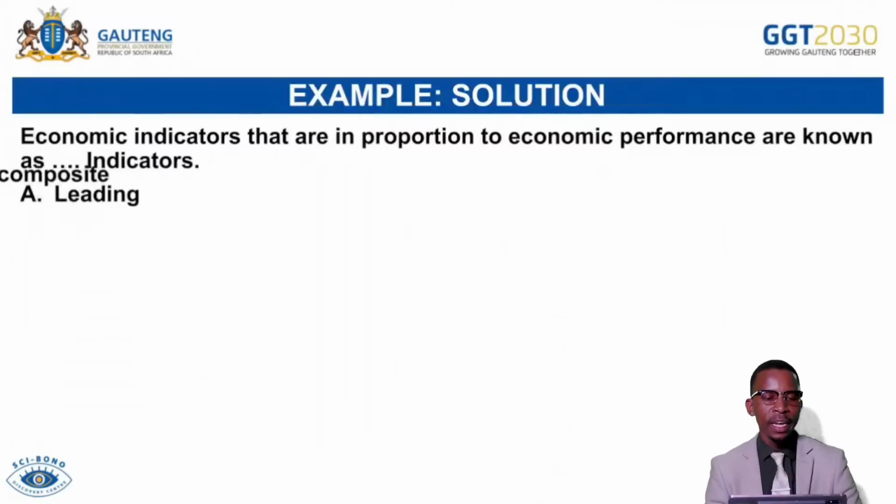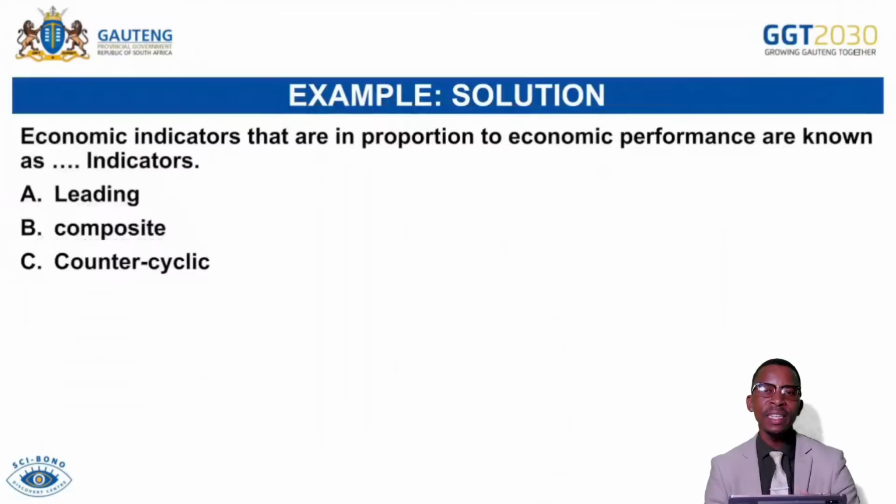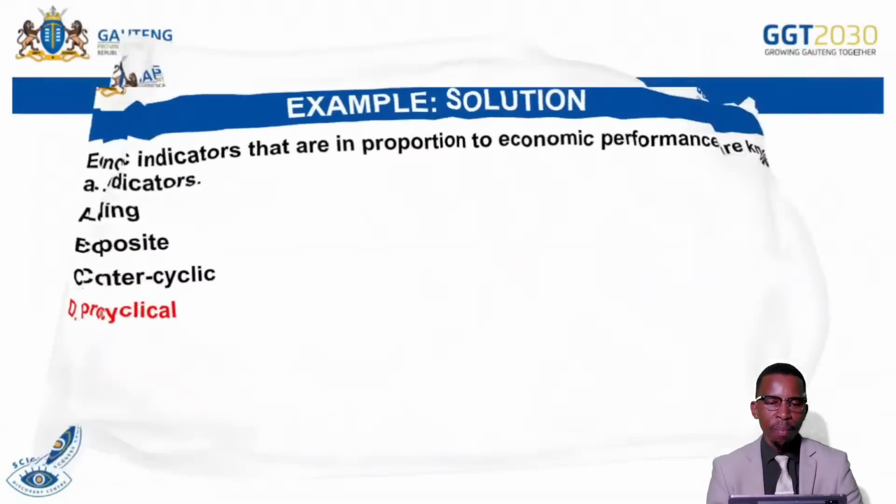Leading will be wrong, and then composite will be wrong. Our counter-cyclical will be wrong. Remember, counter-cyclical indicators are not in proportion to the economic performance. For instance, if ever unemployment increases, what happens? Then economic growth will be decreasing. So they are not in proportion, because as one increases, one decreases. And then let's check pro-cyclical indicators.